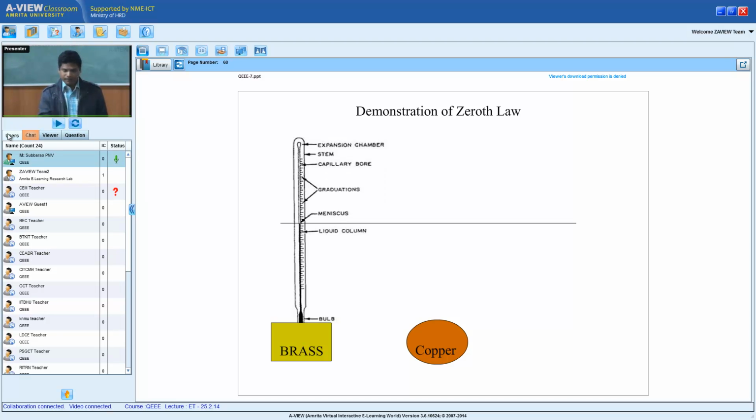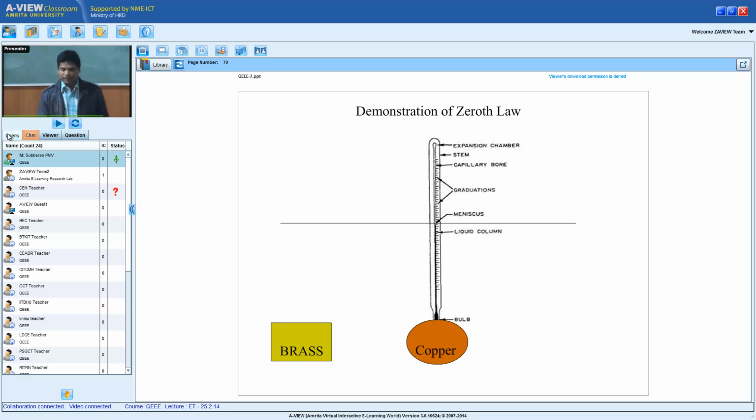What is the signal? Mercury level increasing to this particular point. Now I draw a line. And now I'll take this particular thermometer and have it in equilibrium with the copper. Suppose this level is perfectly equal to this one, I'll say the brass is at the same temperature as the copper. Otherwise, I cannot compare the brass and copper just by the human touch or so.